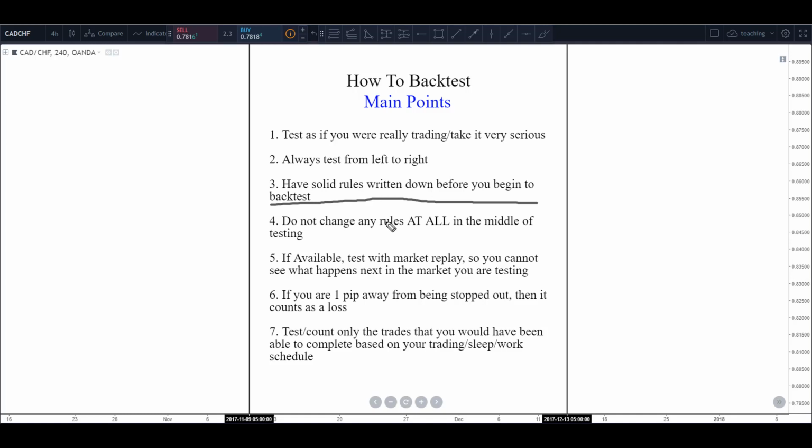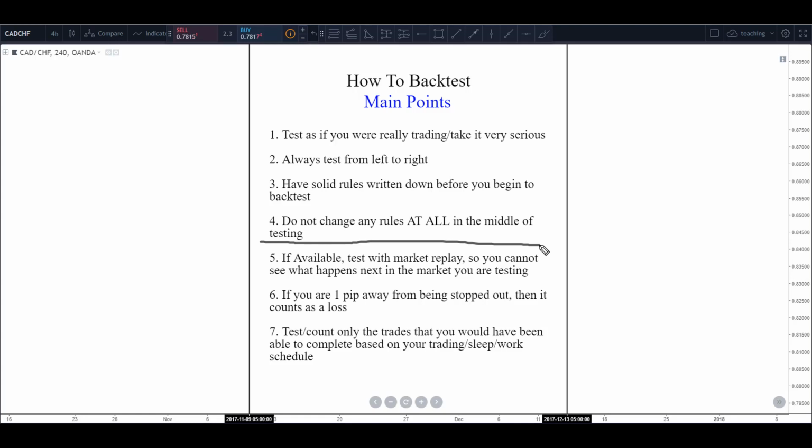Now, number 4 follows along with number 3, and this is very important as well. Goes back into do not curve fit your strategy. Do not change any of those rules at all once you have them written down. Once you have them written down on a piece of paper beside you and you're testing, go ahead and finish that test with those rules. And if you notice something else, write it down as a note on that paper. That way you can go back and retest that full section using the new rule you've created.